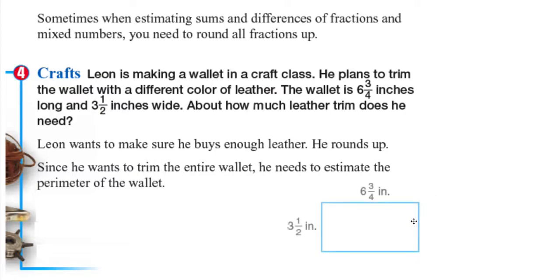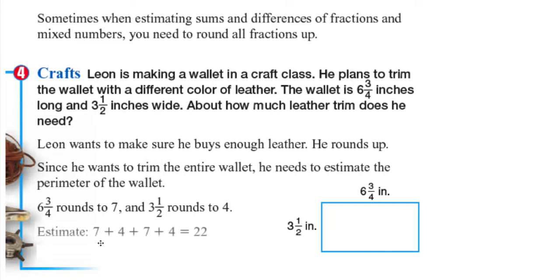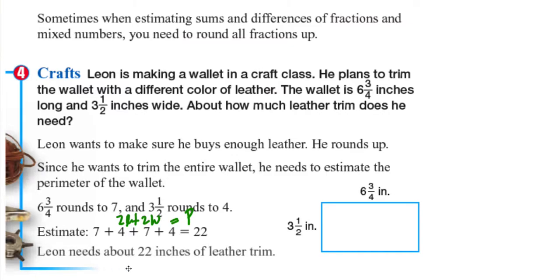Okay? Which means adding, and we learned about perimeter, the formula for a rectangle is twice the length plus twice the width. Okay? So 6 3/4 rounds to 7, 3 1/2 rounds to 4. And we estimate the perimeter by adding up all the sides or using the formula. Remember the formula for perimeter. It's 2 times L plus 2 times W will give you your perimeter. Okay? And if you do that same formula for what we have, we end up with 22 inches. Okay? So Leon needs about 22 inches of leather trim.